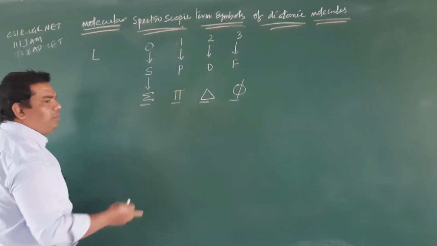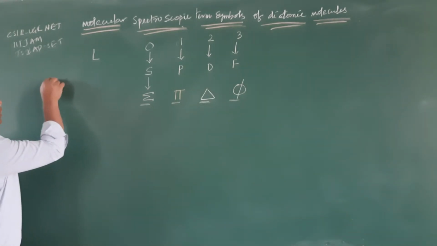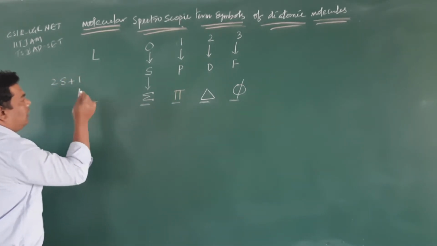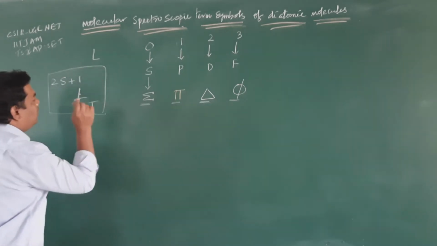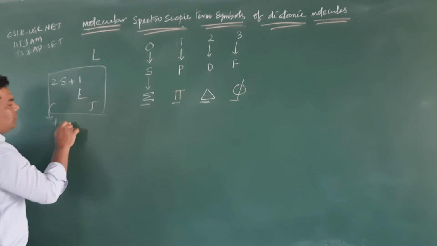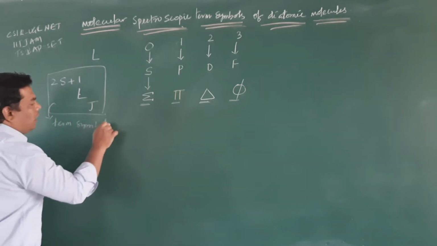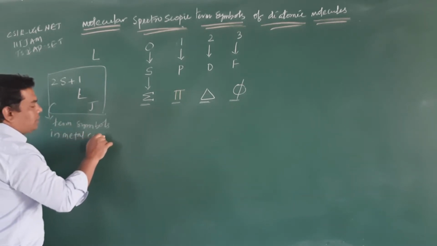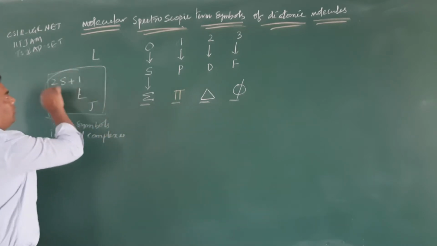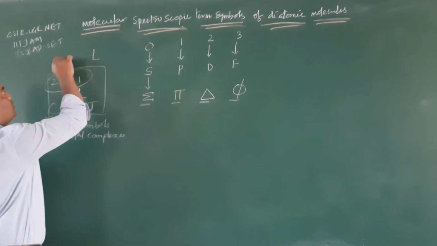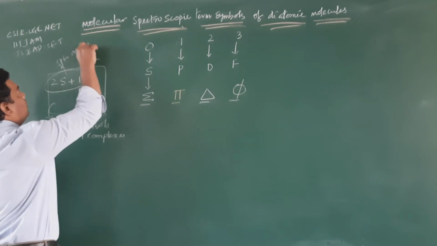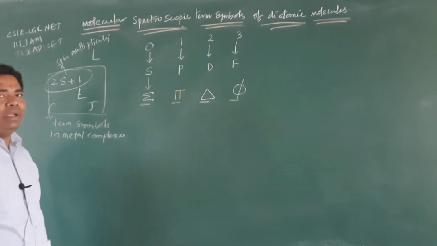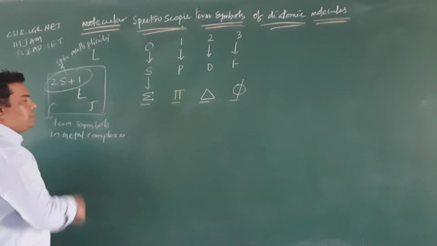In the case of metal complexes, generally we use the formula 2S plus 1 L subscript J. This is the formula for the determination or calculation of term symbols in metal complexes. Here what is 2S plus 1? 2S plus 1 is the spin multiplicity. L means the orbital quantum number. J means the coupling constant.